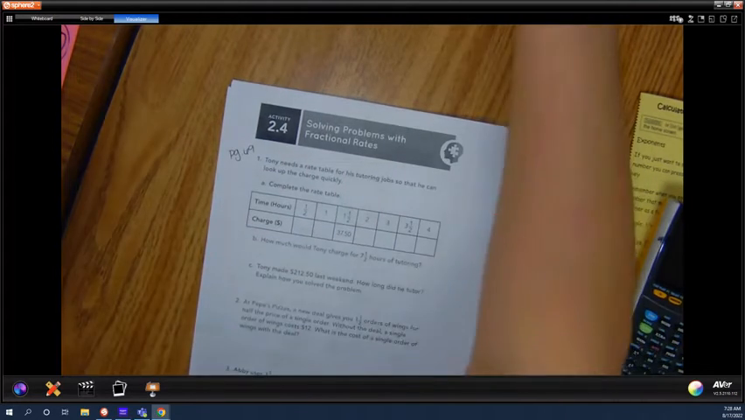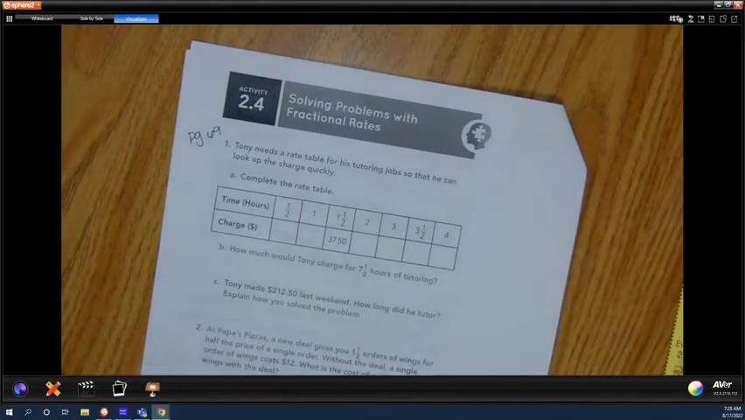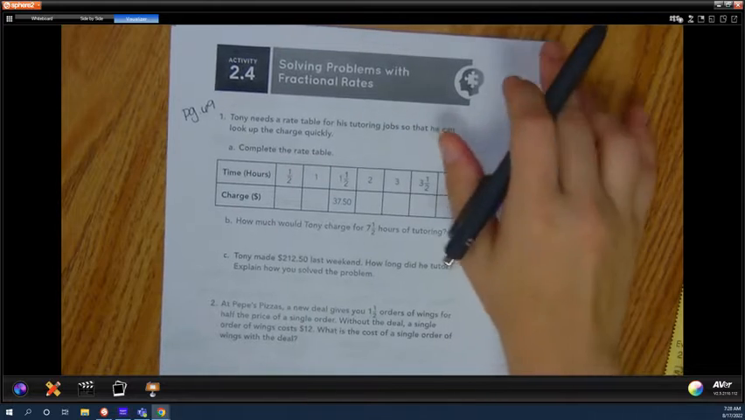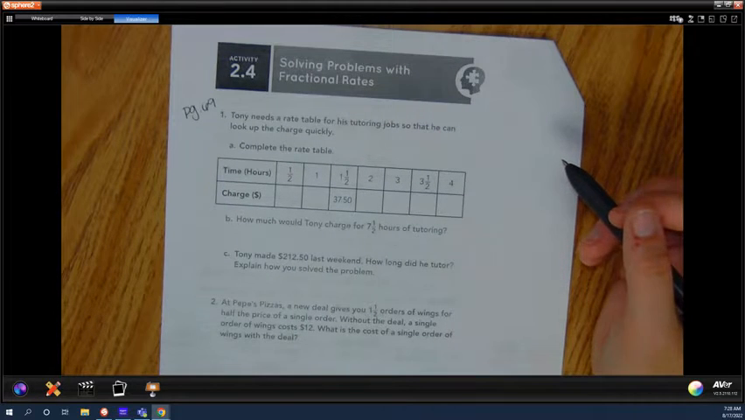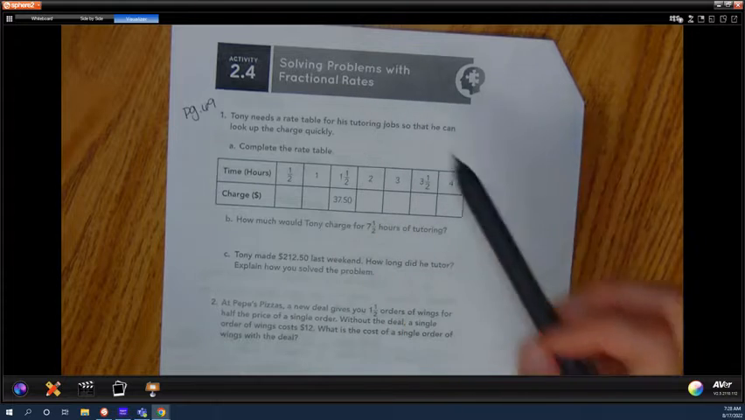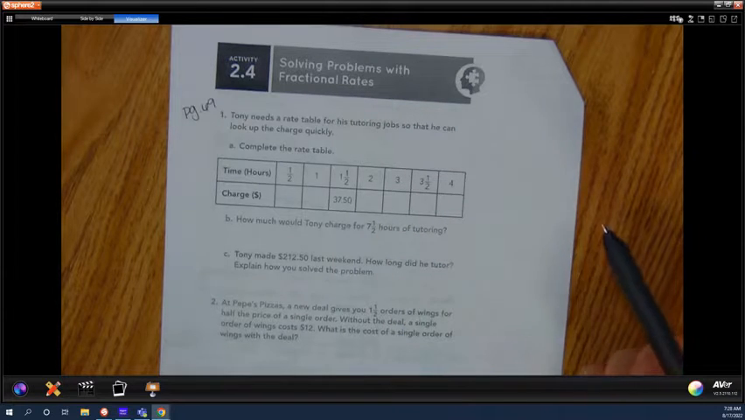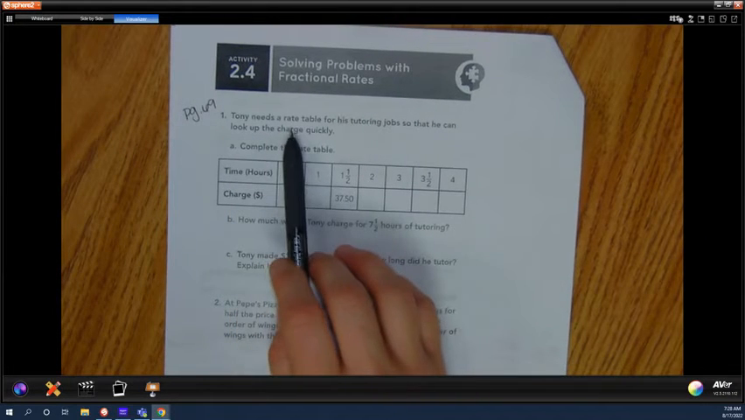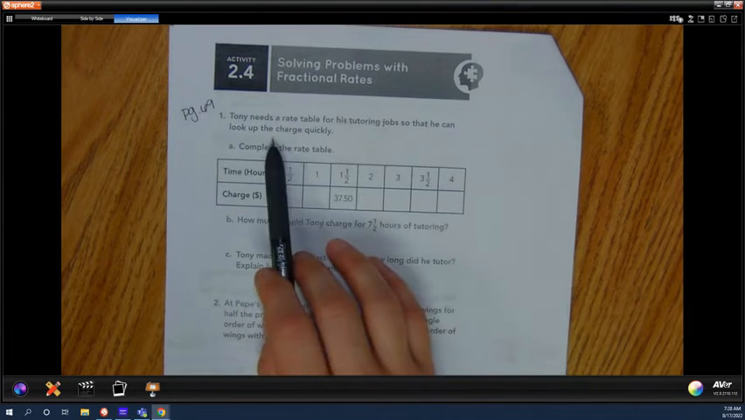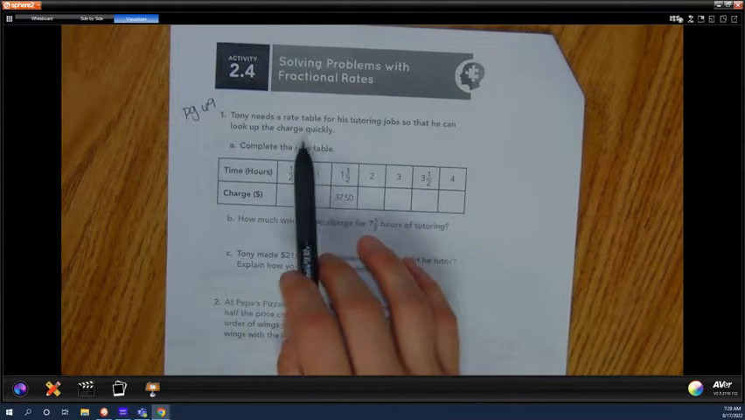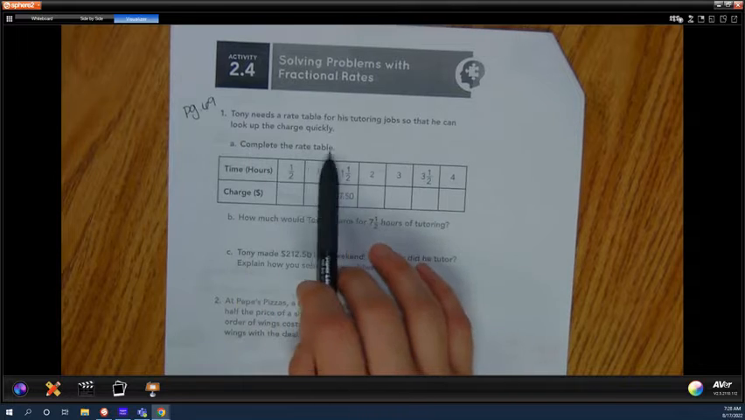Okay, guys. All right, if you would please find your textbooks or your PDF, and we're going to turn over to page 69. Okay, we're going to look at activity 2.4, solving problems with fractional rates. All right, Tony needs a rate table for his tutoring jobs so that he can look up the charge quickly. Complete the rate table below.